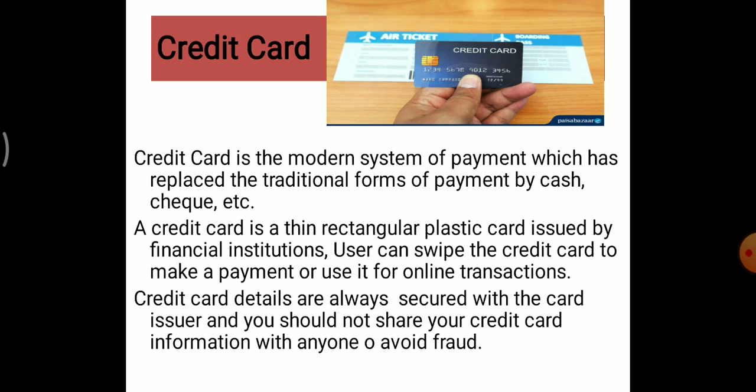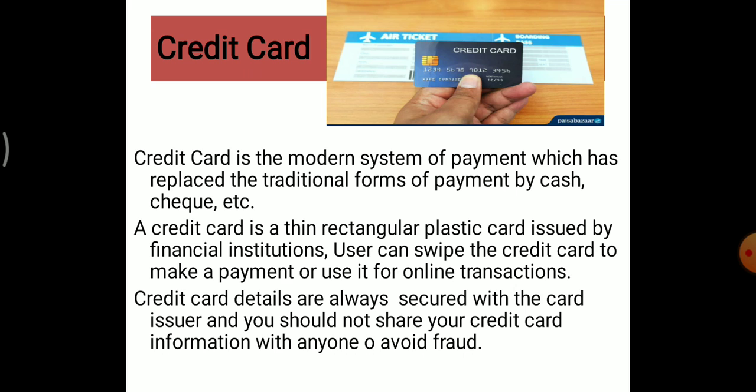The key difference between a credit card and a debit card is that when you swipe a debit card, the money gets deducted from your account, whereas in the case of a credit card, money is taken from your pre-approved limit, and the user can swipe the card to make a payment or use it for online transactions. After you apply for a credit card, simply make sure that the borrowed amount is repaid within the time frame, avoiding penalty charges.